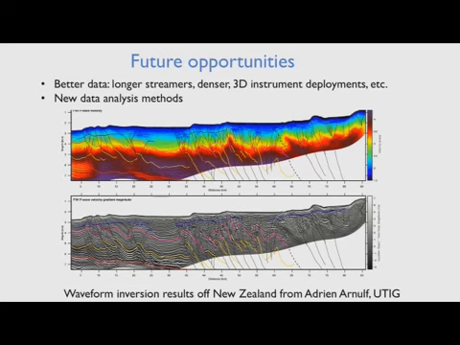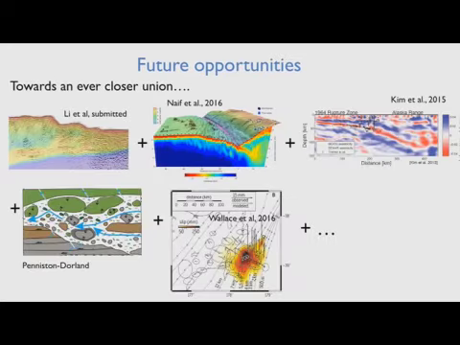Like this is work from Adrian Arnulf at UTIG, who's done waveform tomography with streamer data off of New Zealand, and you can see these really fine-scale changes in velocity structure. I think Doug showed you an example in his talk too. And obviously by integrating more of these things, as we increasingly have co-located data sets, we can actually get a little bit farther. So thank you.